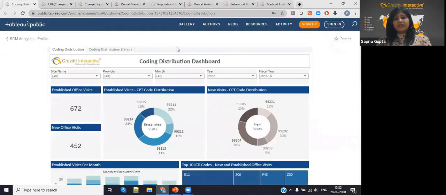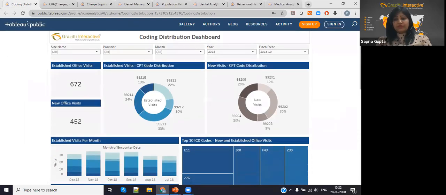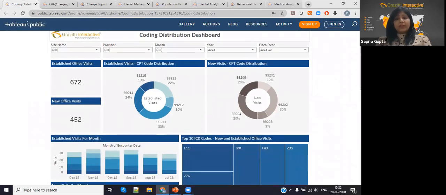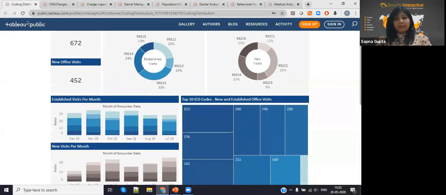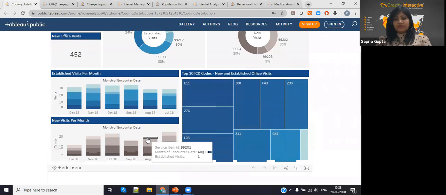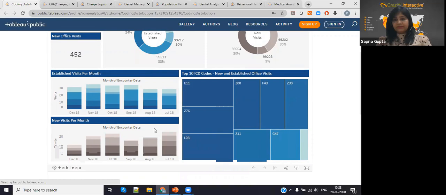Now moving on to the next dashboard, coding distribution. So here analytics help you measure the performance of coding distributions and view high performing medical services. In addition to this, as shown in the pie charts, you can distinguish the number of new and established patients for each CPT code. Analytics also enables you to track monthly patient visits as well as visit trend by new or established patients, according to the severity of care level and other CPT codes.